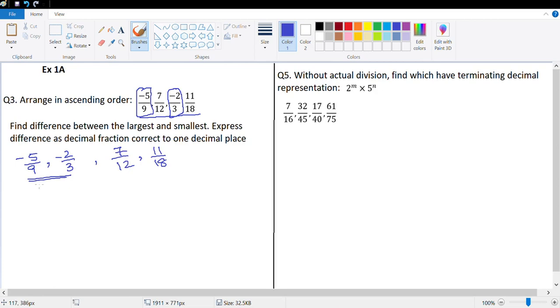So the LCM here, let's take the LCM. The LCM here is 9. So this number is negative 5 by 9, and this number, if I multiply it by 3 and divide it by 3, becomes negative 6 by 9.